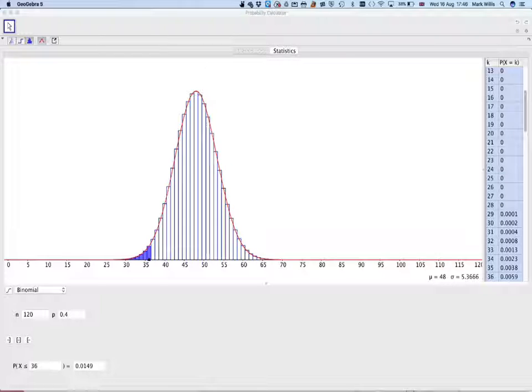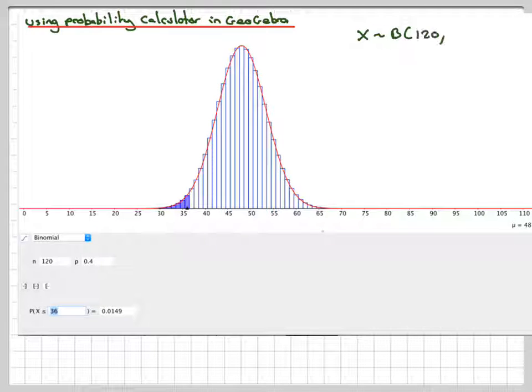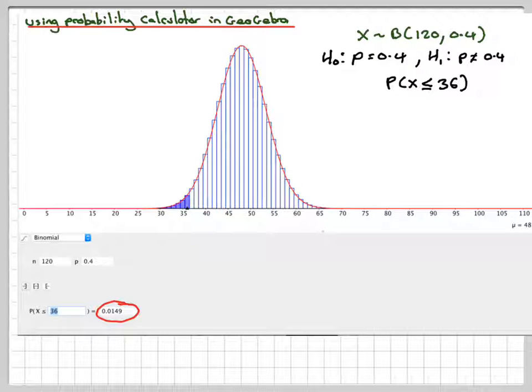This is the mean and the variance. If you apply a normal distribution, you get the normal distribution by clicking that on there. So getting that screenshot, using the probability calculator in GeoGebra, X is binomially distributed with 120, 0.4. These were the hypotheses: null p equal to 0.4, and H1: p not equal to 0.4. So we were looking at the probability of X being less than or equal to 36, which is that blue shaded area there.